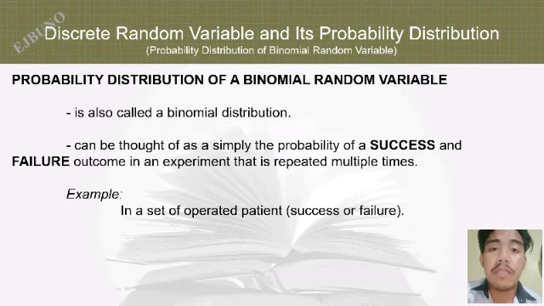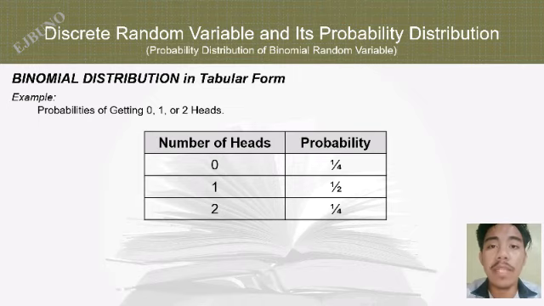Probability distribution of a binomial random variable. It is also called a binomial distribution. It can be thought of as simply the probability of success and failure outcomes in an experiment that is repeated multiple times. For example, in a set of operated patients, how many are the successes and how many are the failures? We can express our binomial distribution in a tabular form. Here's an example of a tabular form for the probabilities of getting 0, 1, or 2 heads when we toss a coin a certain number of times.